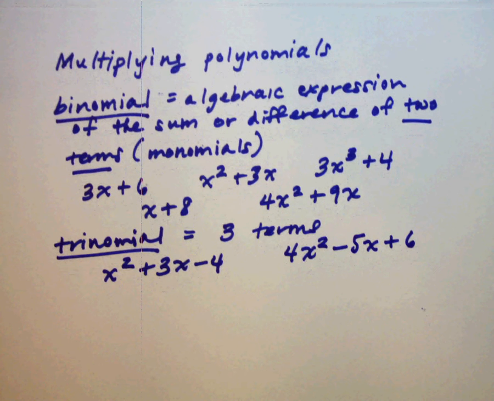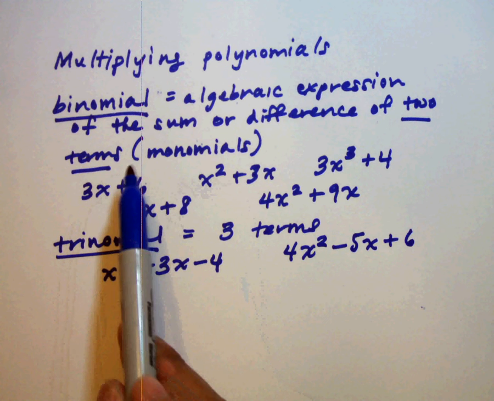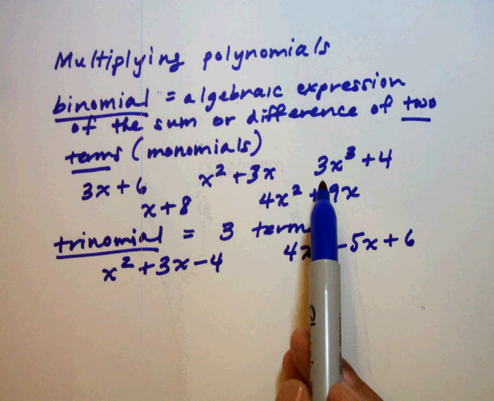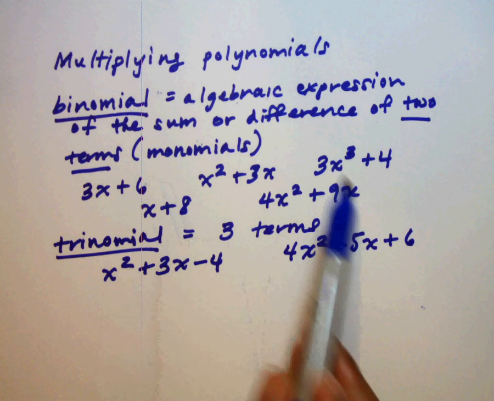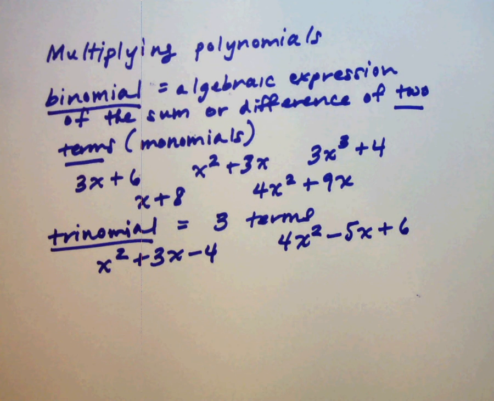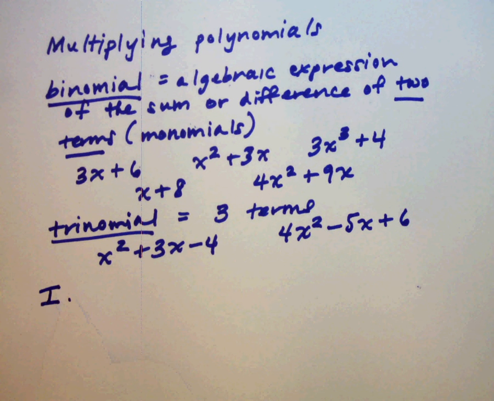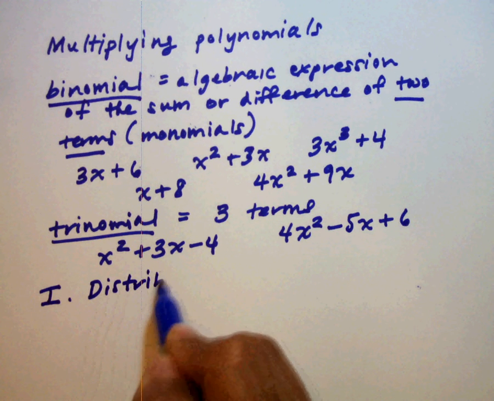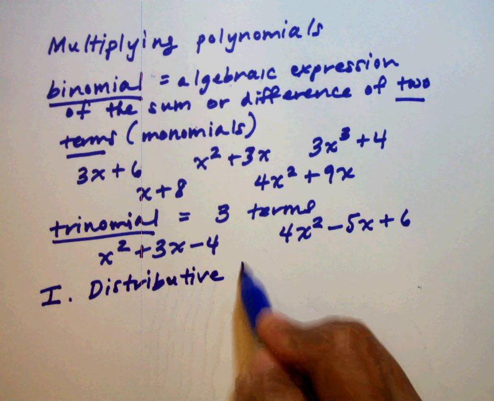Now, like I said before, you're going to be multiplying a binomial with a binomial, or a binomial with a trinomial. We're going to be mostly focusing on binomials in this case. And there are three different ways you can do this. The first way that you can multiply binomials is by distributive property. And distributive property is just like what you did before, except you're dealing with algebraic expressions.